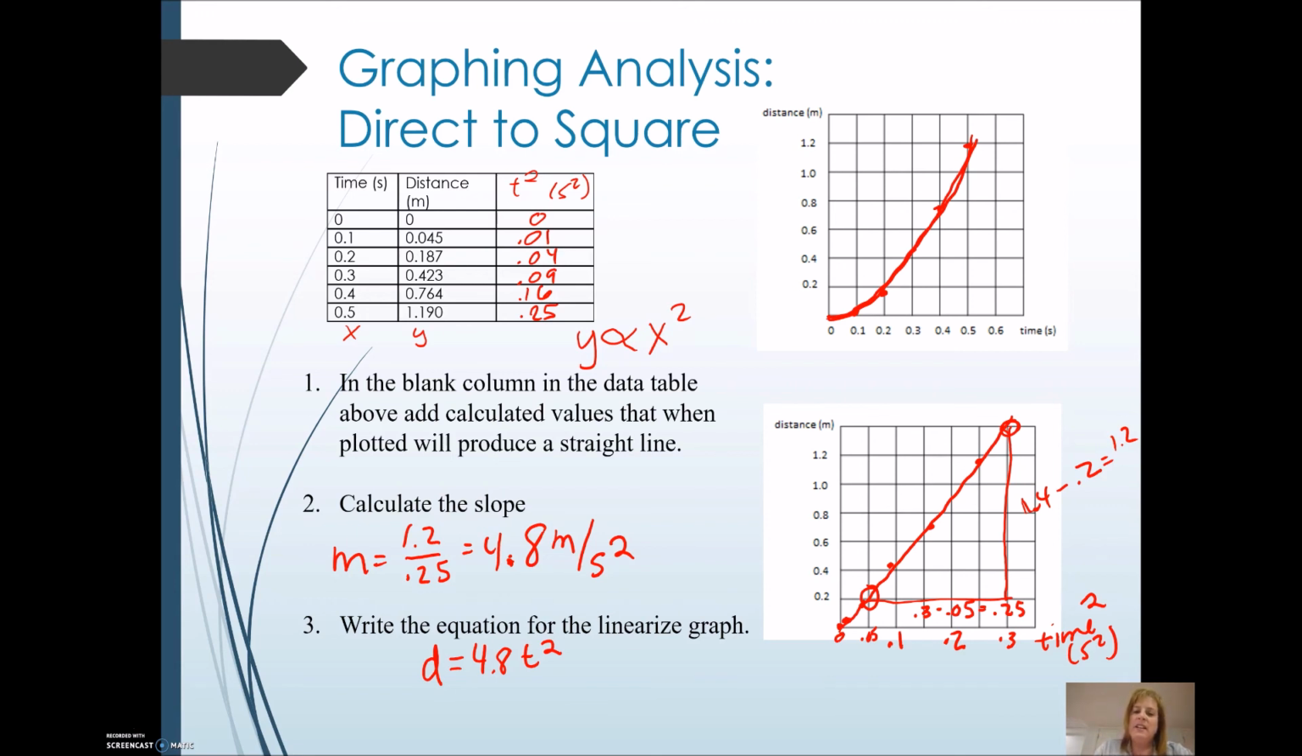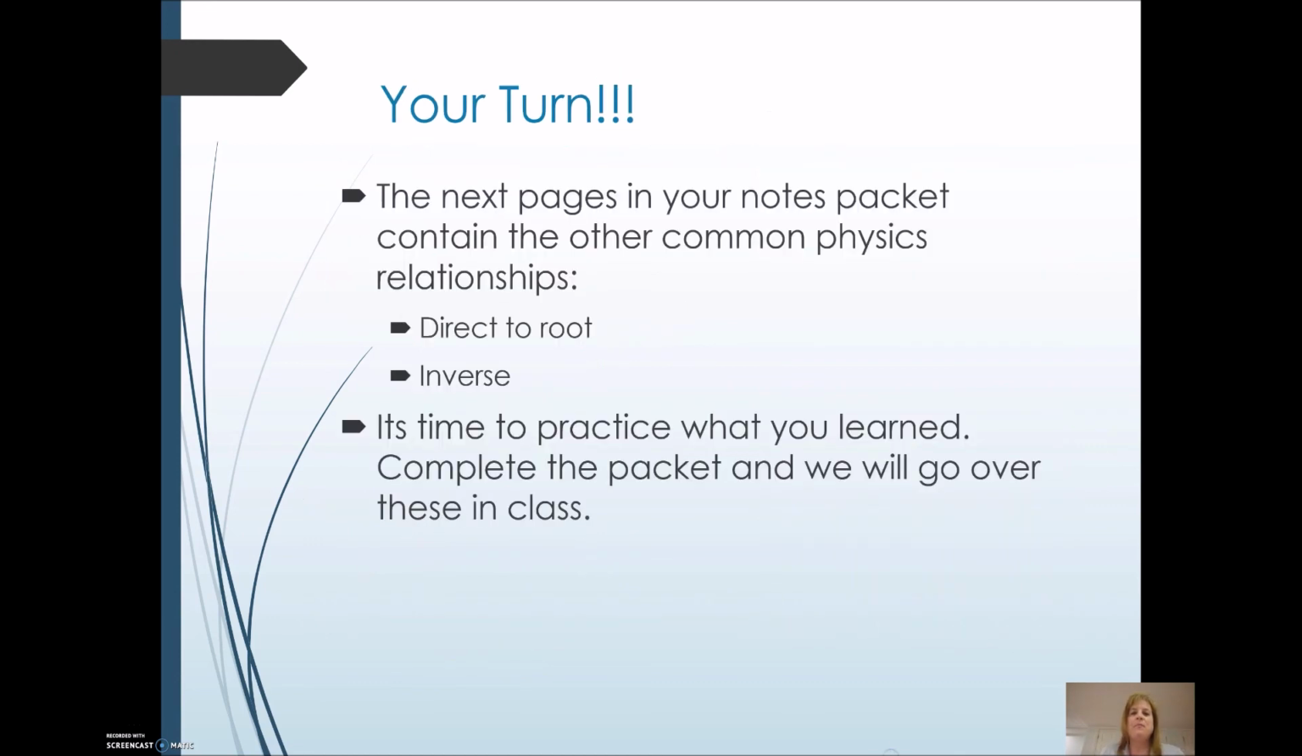Look at the picture of the relationship. Then based off that picture, plot by changing the x values. So what you're going to do now is it's going to be your turn. The next pages in this packet have the other physics relationships, the direct root and the inverse. So what I want you to do is to practice what you've learned. So complete this packet and we will go over it when I see you in class. So I will see you in class.